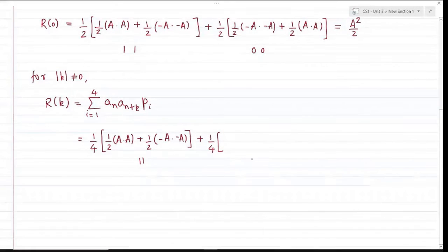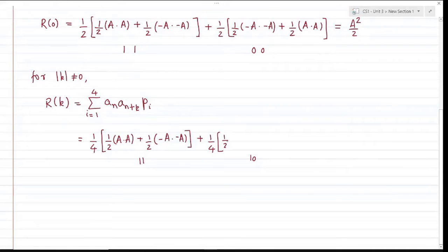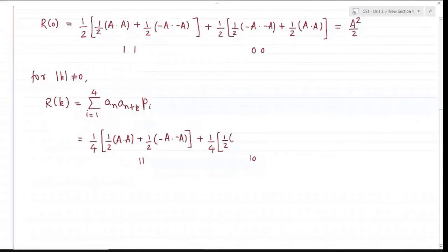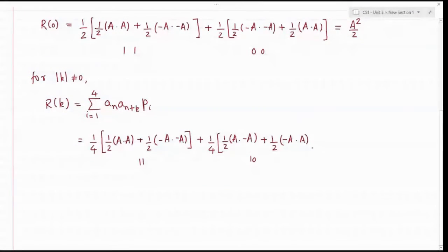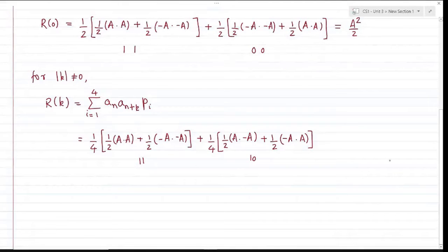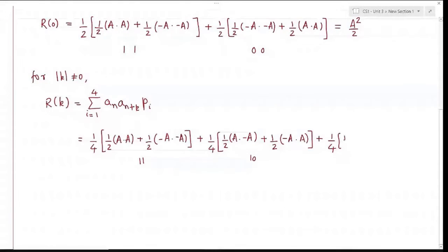Plus 1 by 4 times 1 0. For the bit combination 1 0, how will it be? If I want to multiply bit 1 and bit 0, I'll be multiplying s1 and s2, right? s1 and s2 are exactly opposite of each other, so this will go as a into minus a plus half of the other way around, minus a into plus a. Okay, so with that I have the combination of 1 0, and for the other combinations I'll complete this properly so that you'll have a complete idea.